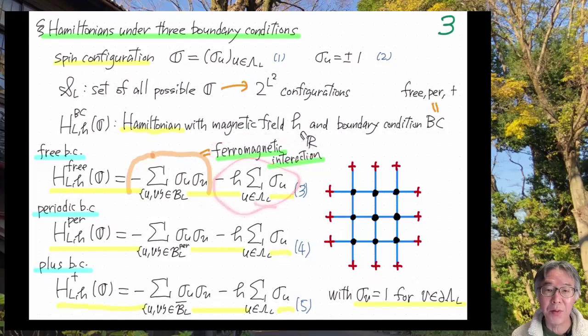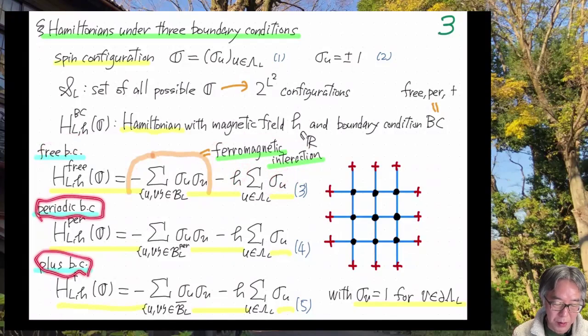This is the magnetic field term. In this case, if the magnetic field H is positive, then we want this sigma to be positive to lower the energy. And if H is negative, then we want this sigma to be negative. Okay. And this is the free boundary condition Hamiltonian. We also define the Hamiltonian for the periodic boundary condition and the plus boundary condition.